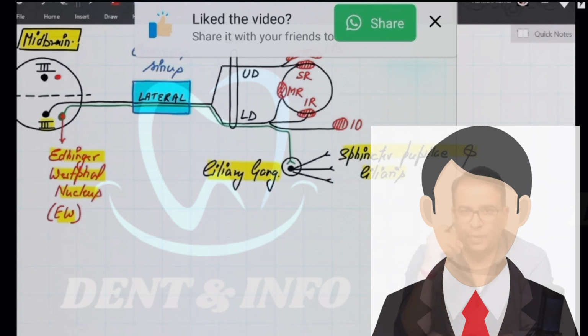Okay. Now, the question comes: what will happen? See, when you get questions on the cranial nerves, it's very important to understand what will happen when the cranial nerve gets injured. If you have a patient with a third nerve injury, what will be the features? What will be the patient's features? That is what we need to understand here. So let's talk about the third nerve palsy.